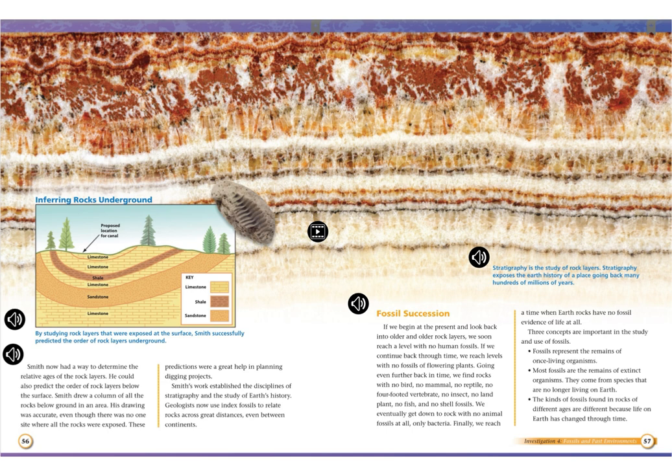Three concepts are important in the study and use of fossils. Number 1, fossils represent the remains of once living organisms. Number 2, most fossils are the remains of extinct organisms. They come from species that are no longer living on Earth. And number 3, the kinds of fossils found in rocks of different ages are different because life on Earth has changed through time.